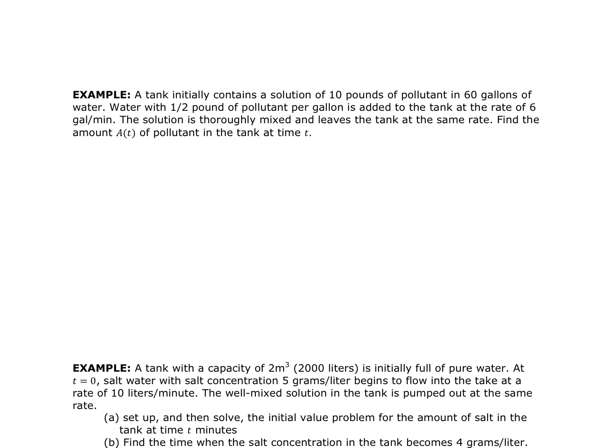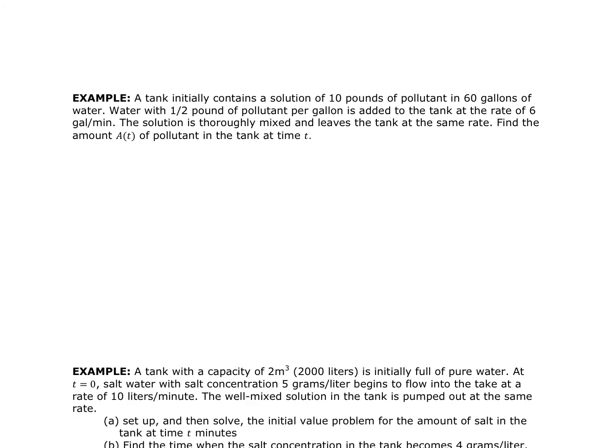So here's a couple of examples. A tank initially contains a solution of 10 pounds of pollutant in 60 gallons of water, like saline. Water with a half a pound of pollutant per gallon is added to the tank at a rate of 6 gallons per minute. The solution is thoroughly mixed, and then it also leaves the tank at the same rate. Find the amount A(t) of the pollutant in the tank at any given time t.